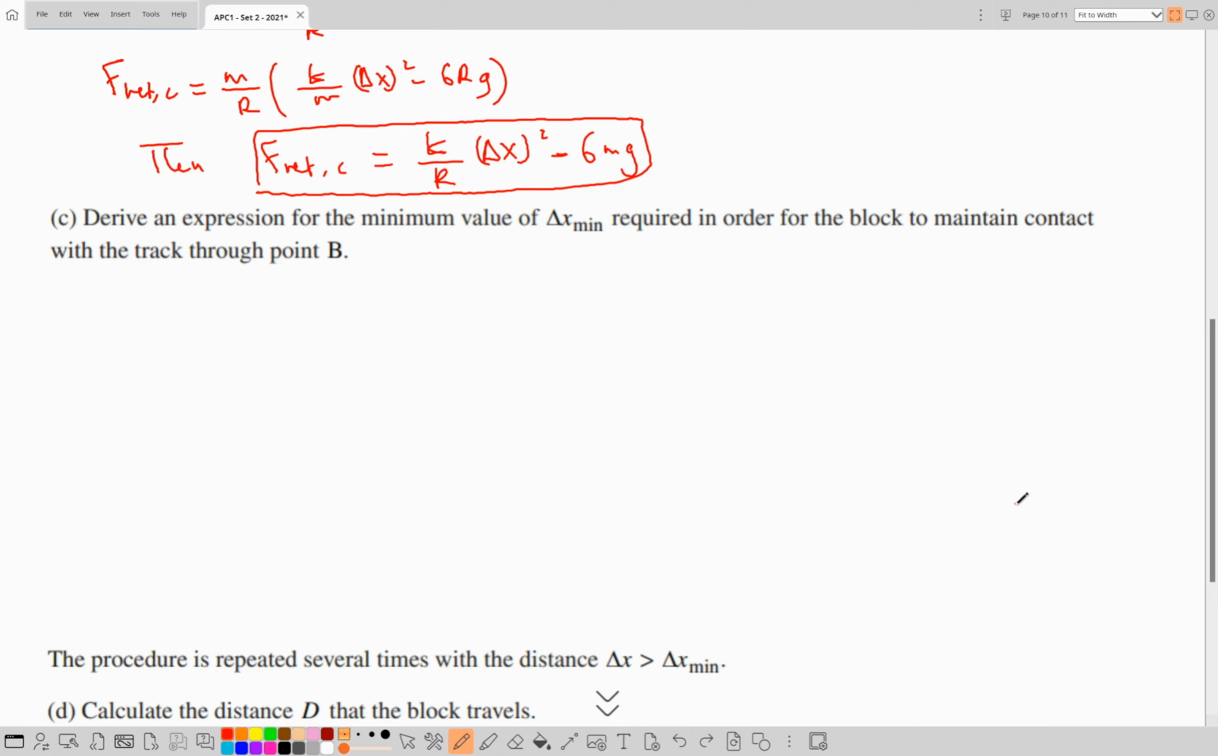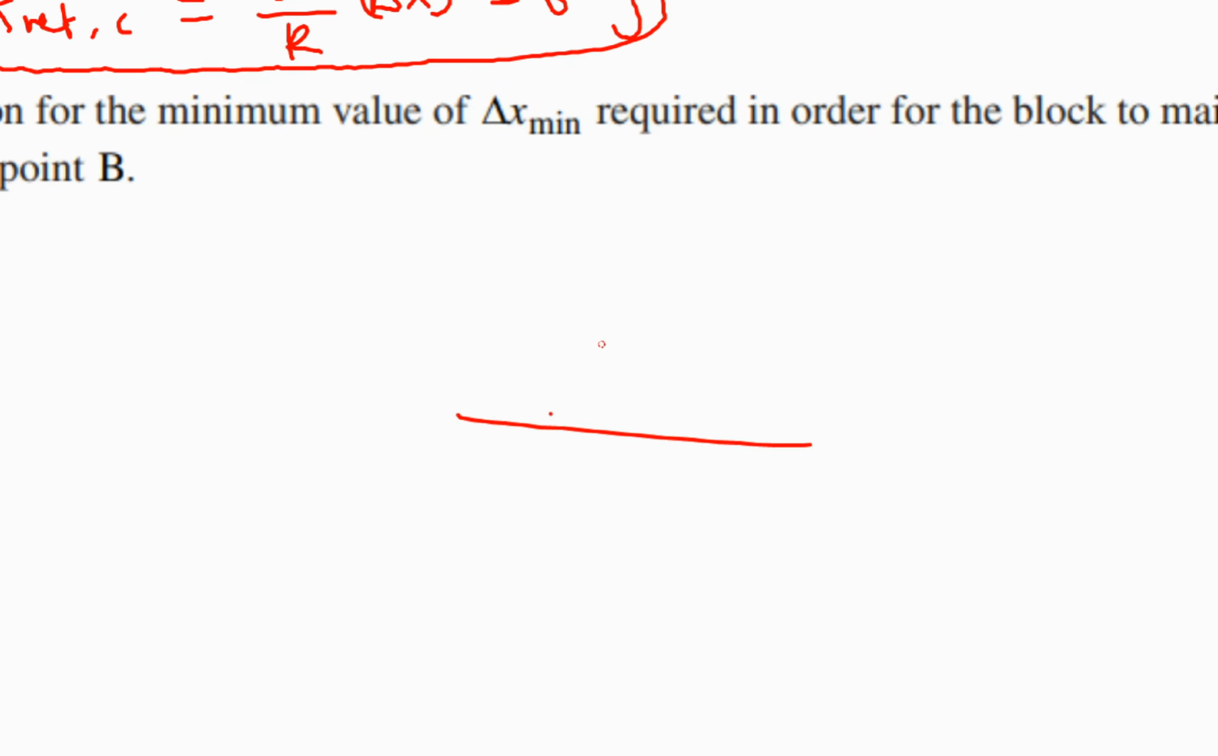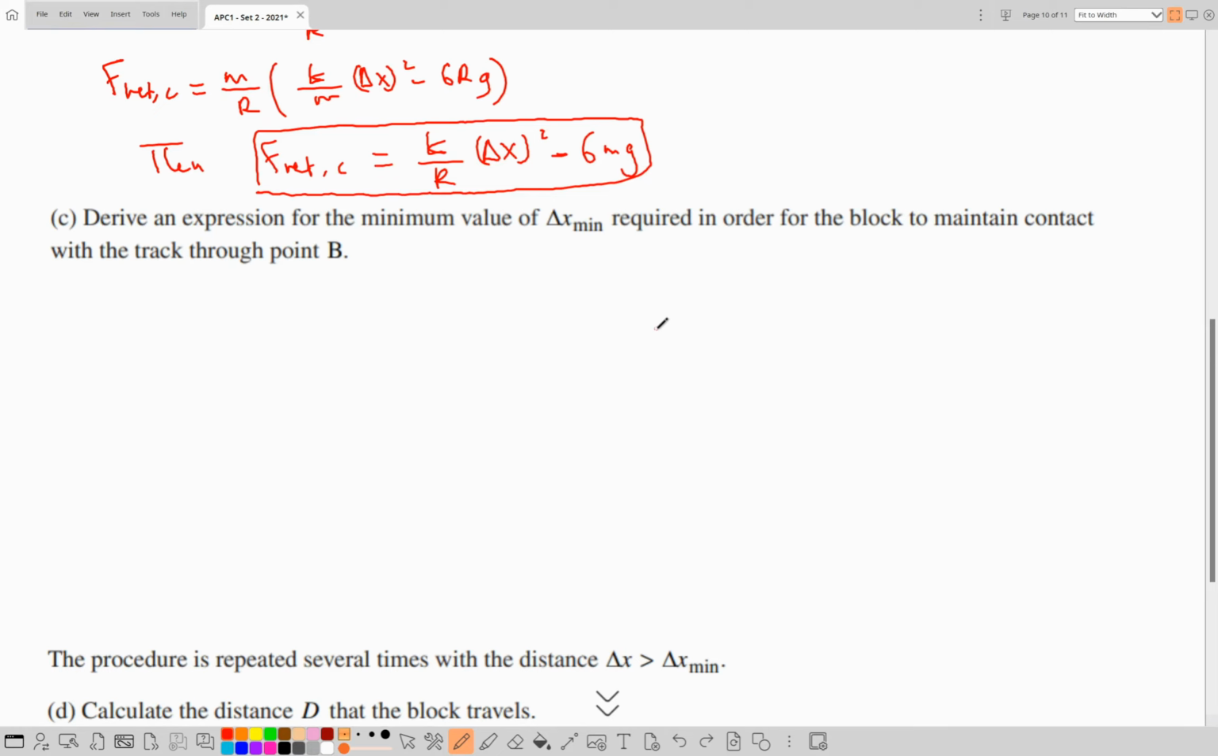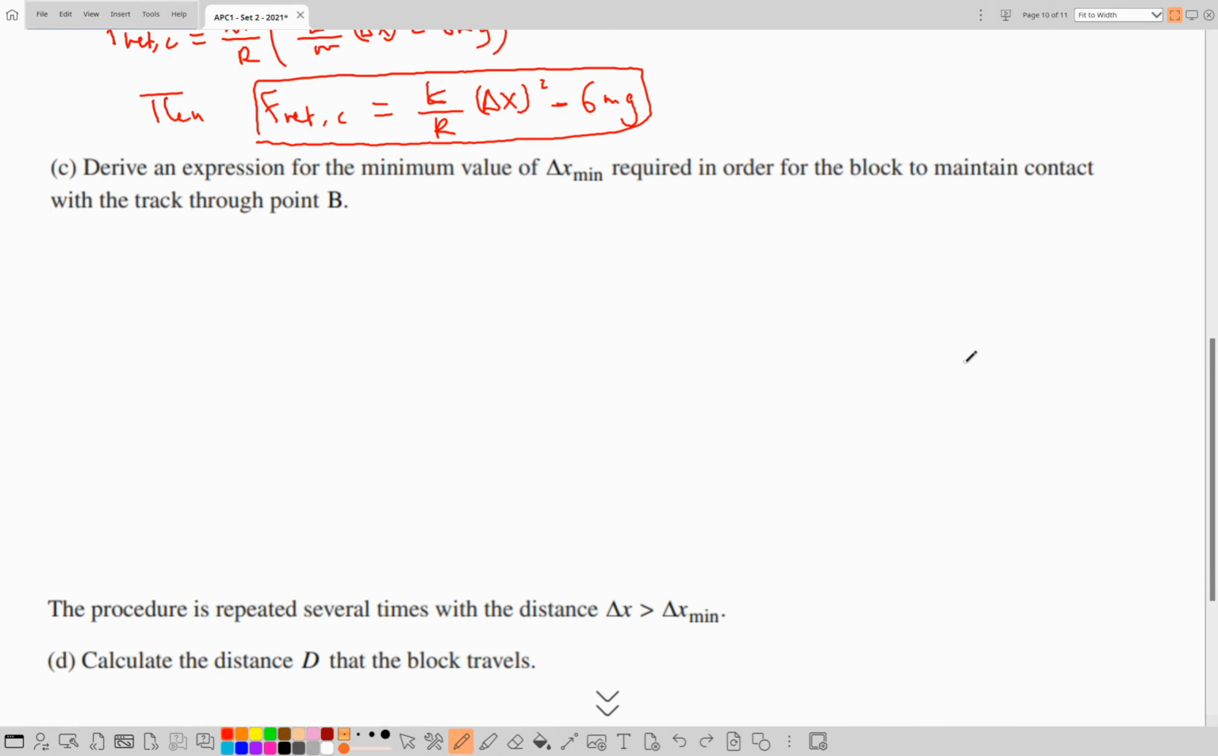Because if we're removing an object from a level surface, suppose here we have a level surface, then the normal push would be equal to the pull of gravity. As we start applying an upward force, the normal push starts to decrease, and at the moment the block starts to lose contact with the surface, the normal push changes to 0. So we need to use the condition normal push is equal to 0.